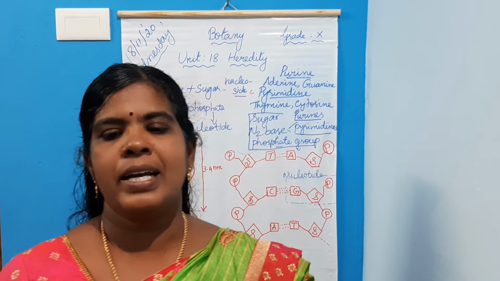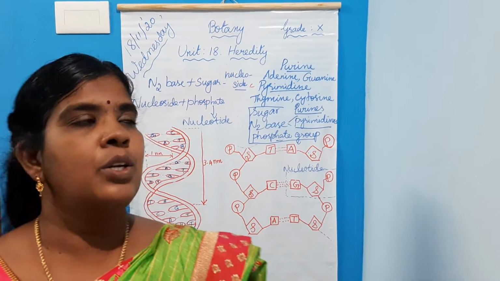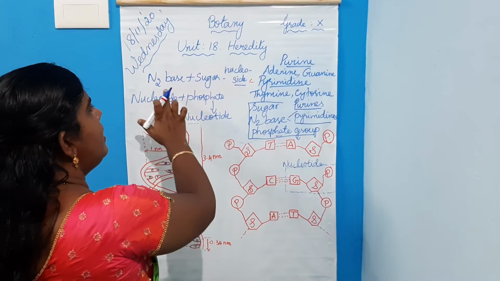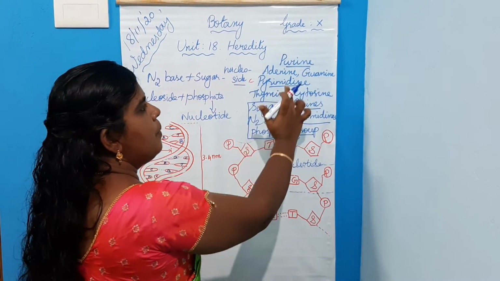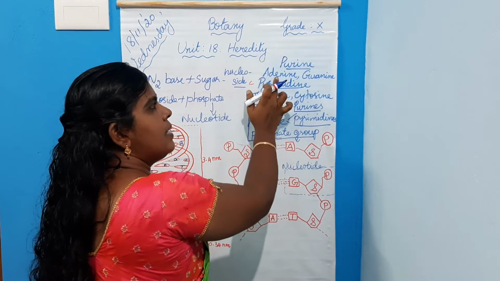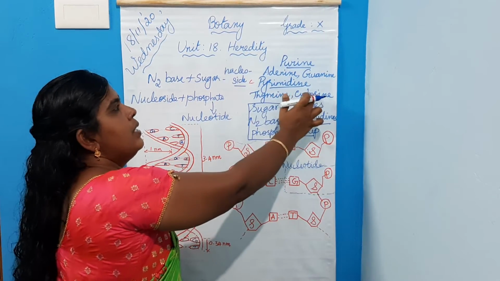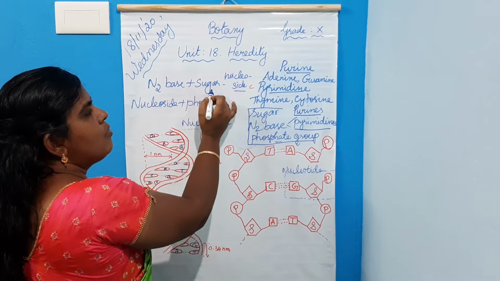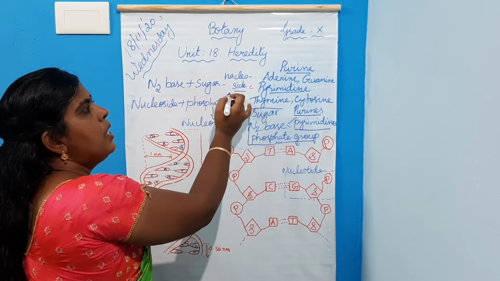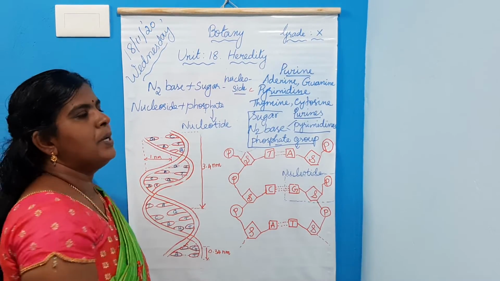So you must know the difference between nucleotide and nucleoside. The nitrogenous bases are purines and pyrimidines. The purine bases are adenine and guanine. The pyrimidine bases are thymine and cytosine. This nitrogenous base combines with sugar molecule to form nucleoside, and this nucleoside combines with the phosphate group to form nucleotide.